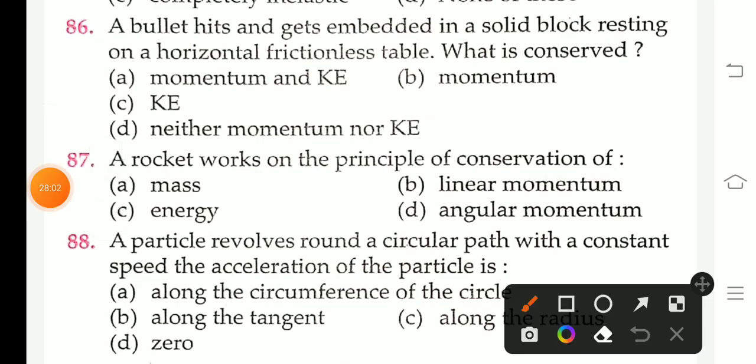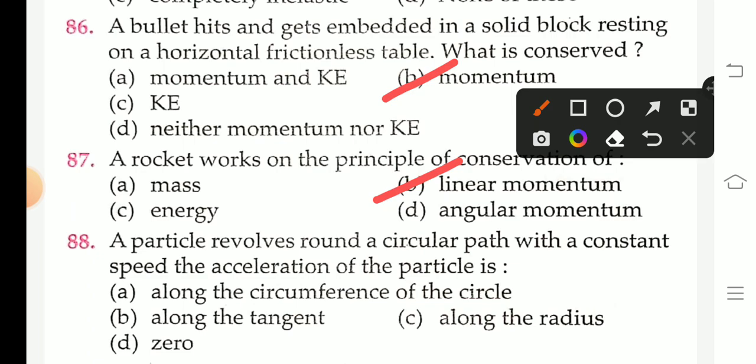A bullet hits and gets embedded in a solid block resting on a horizontal frictionless table. What is conserved? Momentum. A rocket works on the principle of conservation of linear momentum.